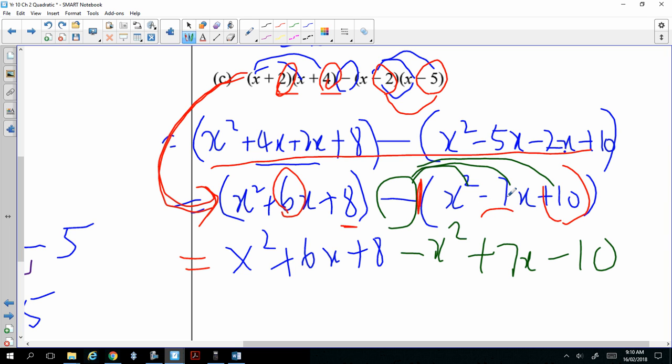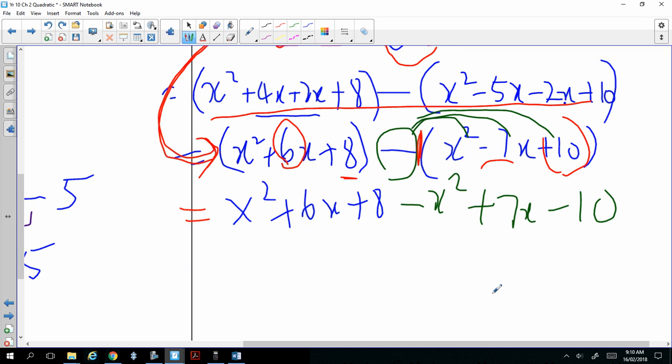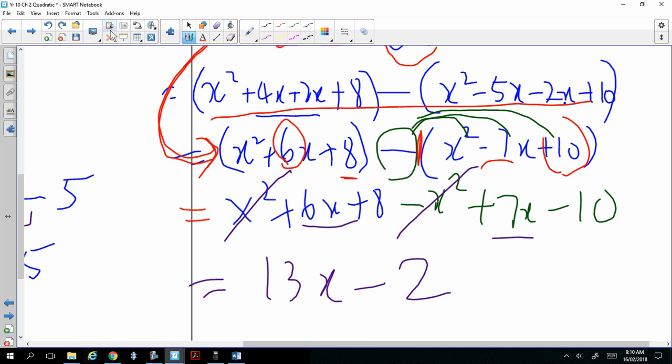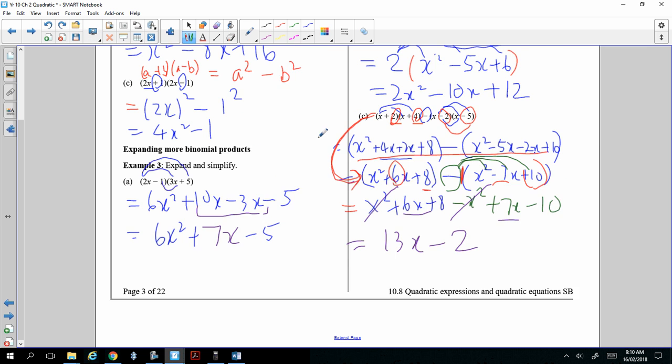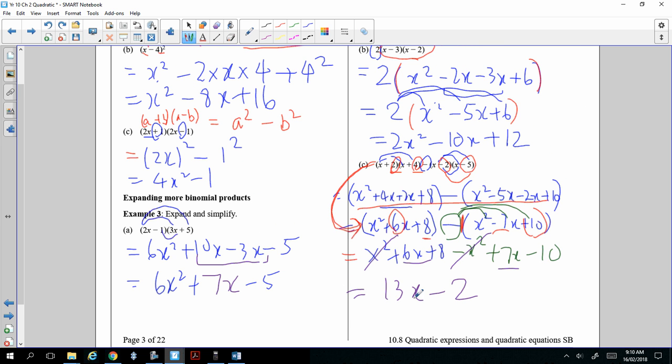And then, of course, the final step is to collect like terms. The x squared gets cancelled. The 6x gets collected, which is 13x. And 8 minus 10 is negative 2. Is your final answer. You need to show this work in your book. If you are just writing from here to there with no working, I assume you copied the answer. Okay, so you need to show working.